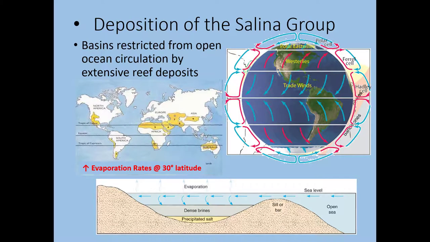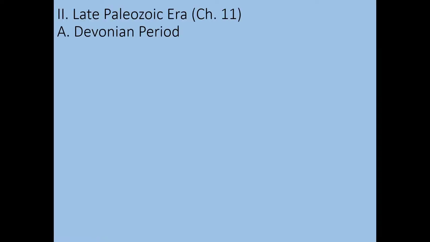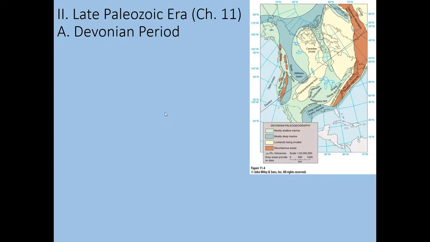In this case, when you have desert environments, you also have high evaporation rates. So you have salt layers that were deposited. So let's move along. We're going to start to talk a little about the late Paleozoic, and this will be our last period that we talk about before we do a little activity. So a significant event that occurred during the Devonian period is called the Kaskaskia transgression.